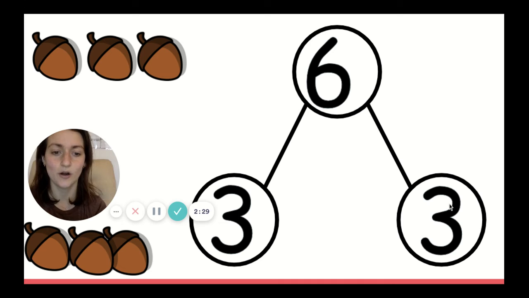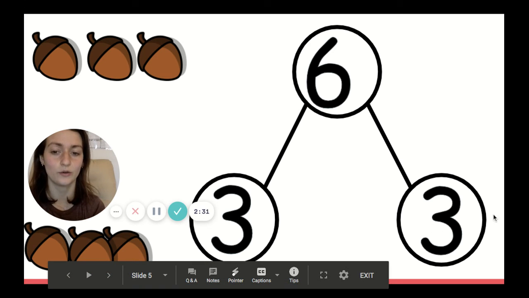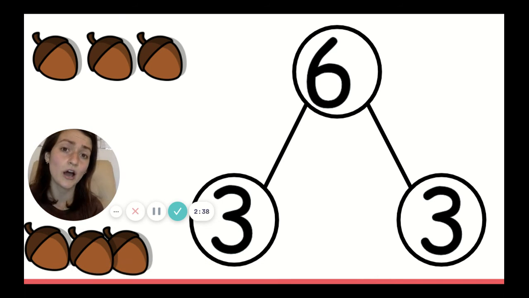And here are our parts. Now my first part is 3 in the ground. My second part is 3 in the tree. Still have 6. Do you think that there are other ways that the squirrel could have broken up the acorns? What other groups could we make from 6?